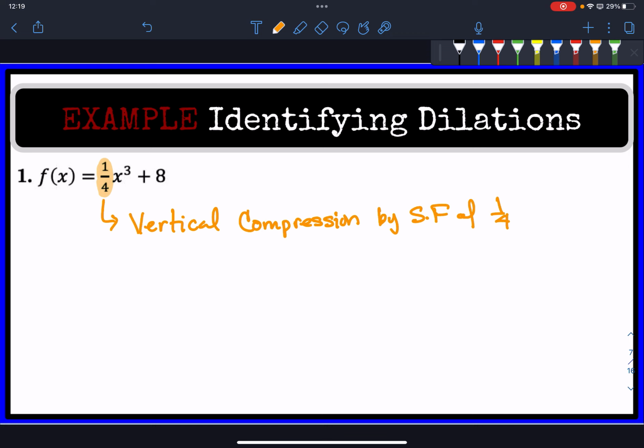Now the 8 has to do with translations, and if you recall, again, adding 8 to the entire function, not grouped with the x, that's going to result in a vertical shift. So we're going to shift 8 units up.